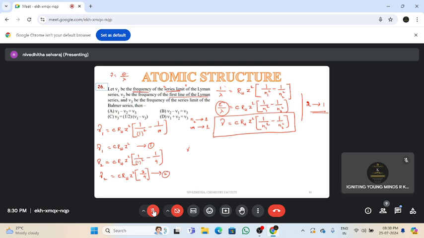And what is nu3? Nu3 is the frequency of the series limit of the Balmer series. So c into Rydberg constant into Z square into, what is the value of n1 and what is the value of n2?